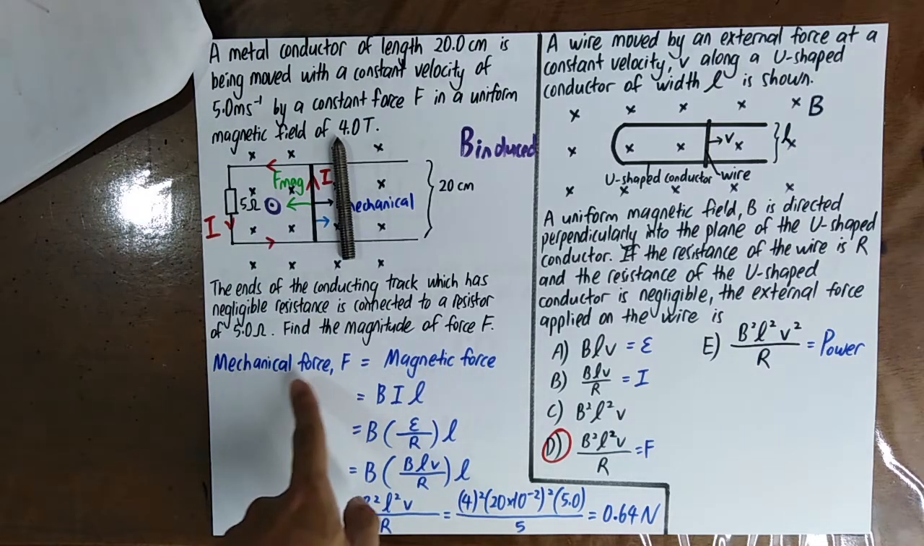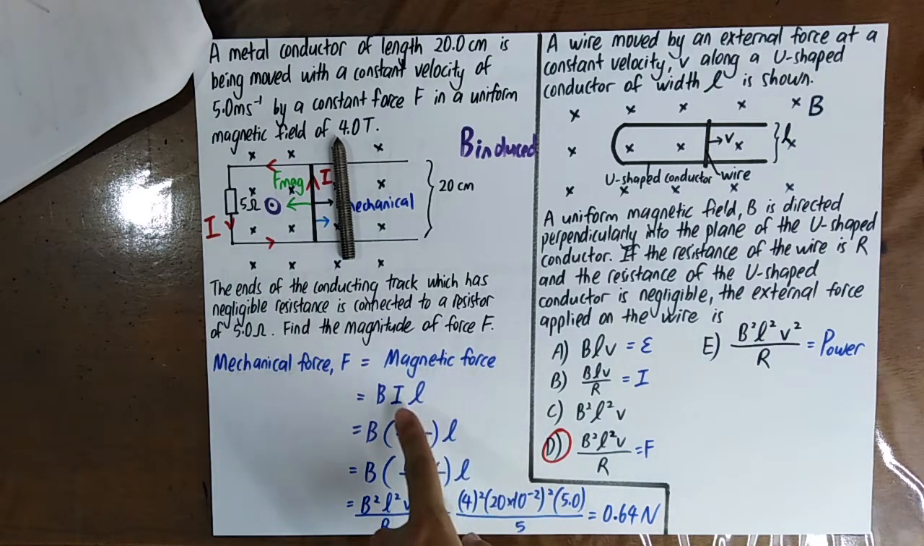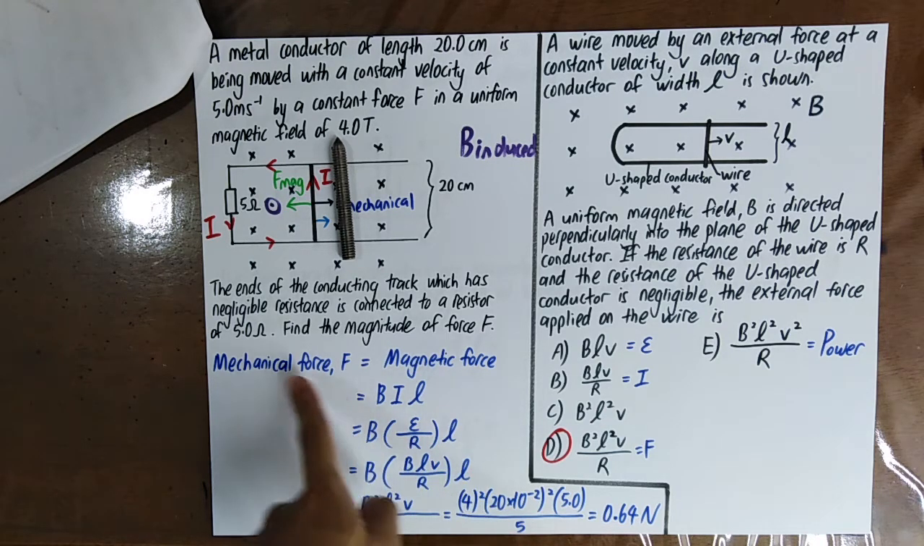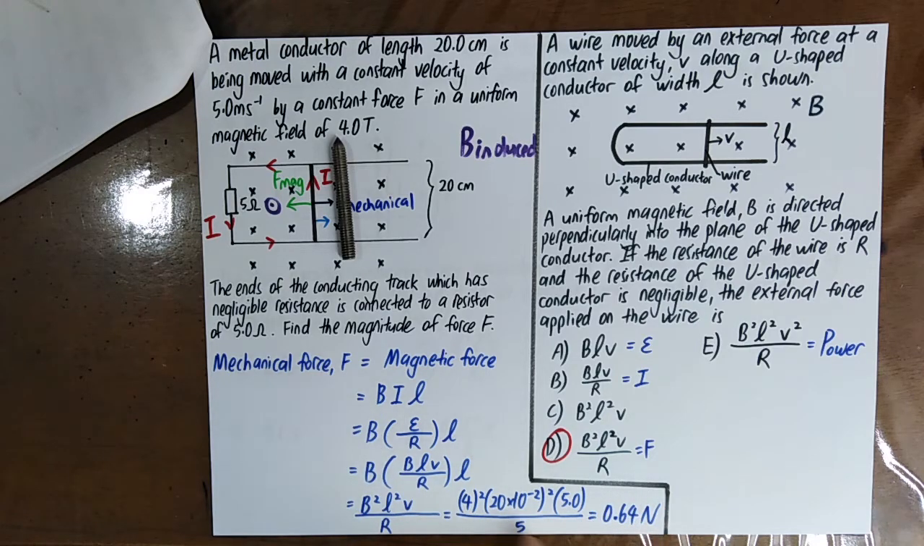Okay, so mechanical force equal to magnetic force equal to BIL, I equal to E over R, and then back EMF is equal to BLV. Okay, so you can get the expression for the mechanical force, then you can find out the magnitude.